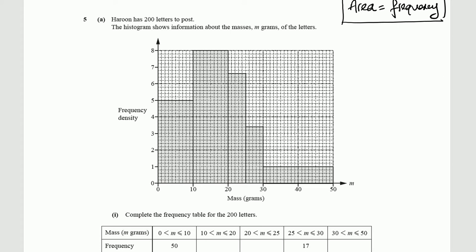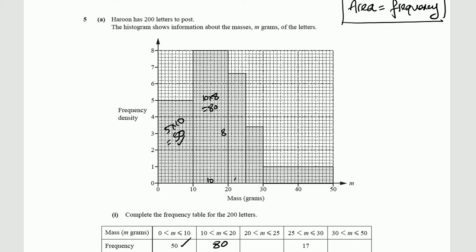So let's just double check that for the one they've given me. They reckon that the first category has a frequency of 50. Well, that makes sense from a point of view of area, because it has a width of 10 and a height of 5, and 5 times 10 is the area of the rectangle, and that's 50. So that confirms their value. Let's have a look at the next bar. It has a width of 10 and it has a height of 8. So 10 times 8 is of course 80, and that's going to be the frequency associated with that bar.